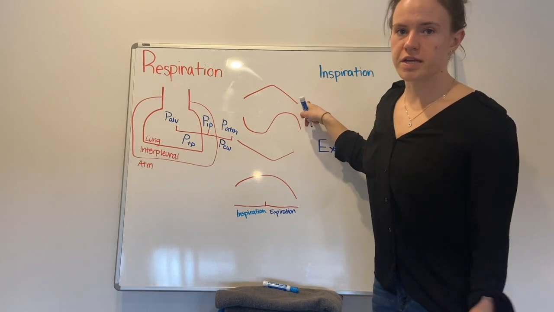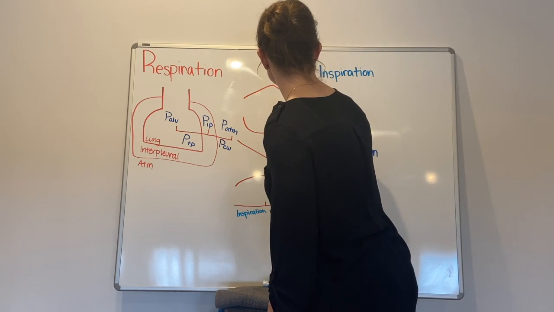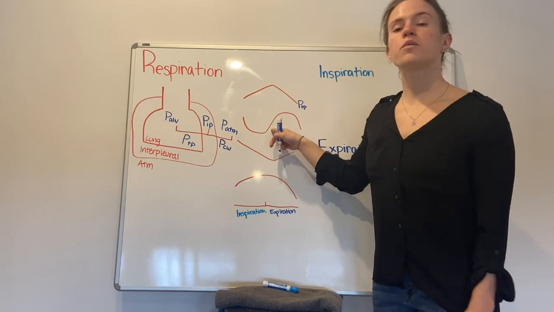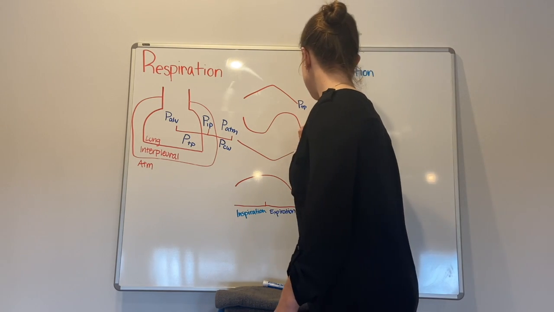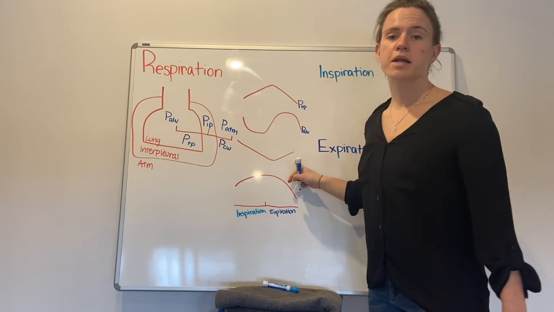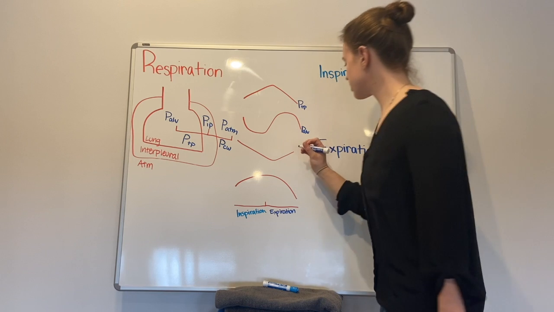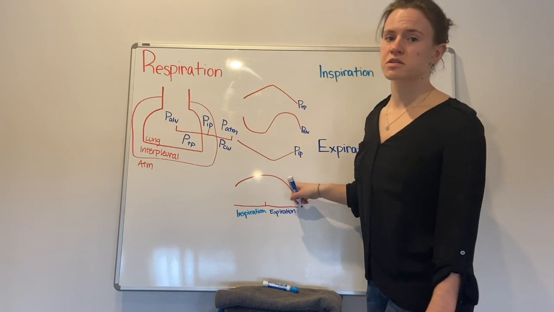So this top pressure here is the transpleural pressure, so PTP. The one in the middle here that goes down and then back up is the alveolar pressure, so P alveolar. On the bottom, we have the interpleural pressure, PIP, and the bottom here is just the volume of the lung.